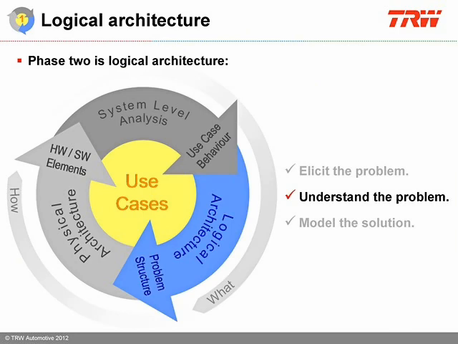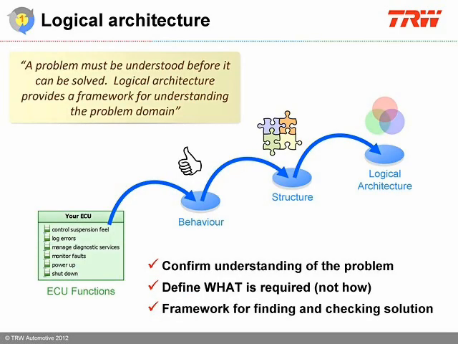The second phase of functional architecture design is logical architecture, which aims to understand the problem. A problem has to be understood before it can be solved. The logical architecture aims to understand and define the required functional behavior of the ECU functions and ensure that they can coexist harmoniously. This is performed in two steps. First, the functional behavior of the ECU functions is modeled. Next, the functional behavior is grouped into logical blocks that collectively form a unified structure of the problem domain, which is the logical architecture of the ECU.